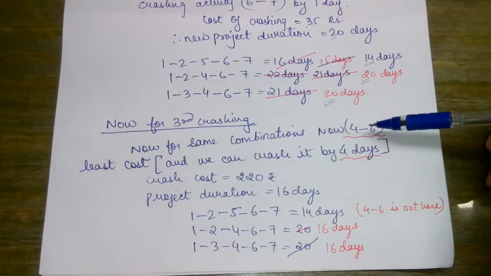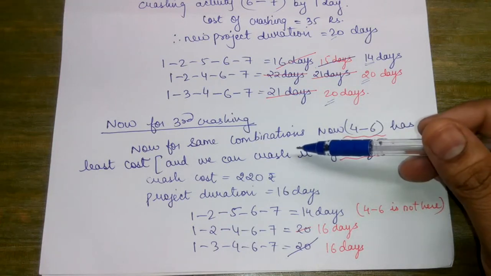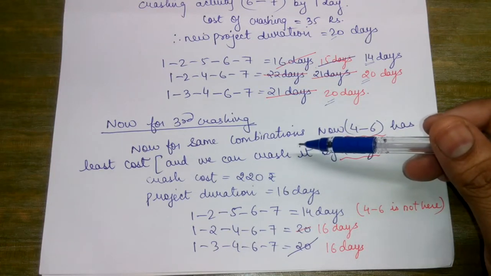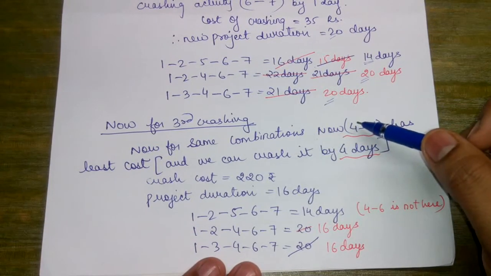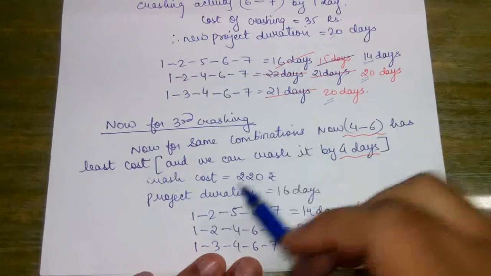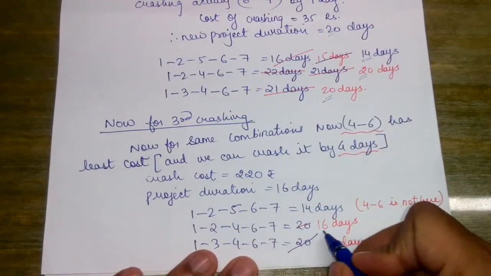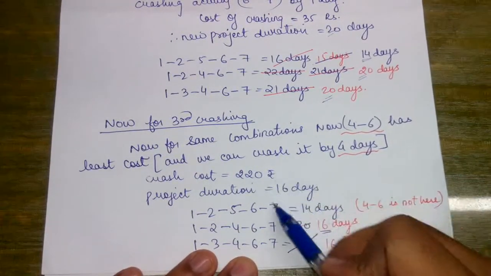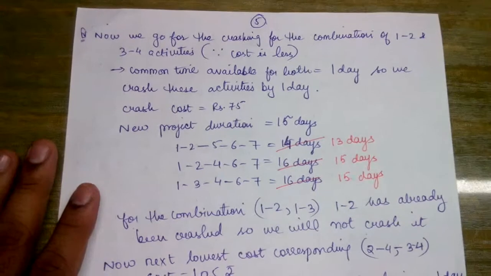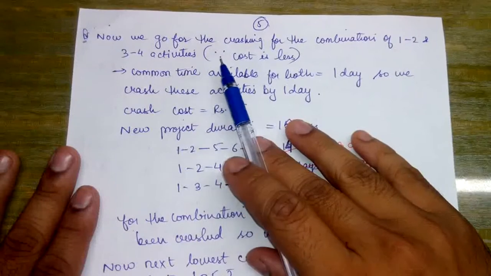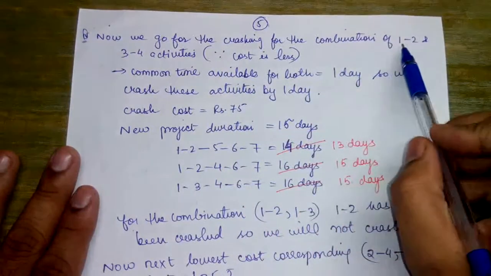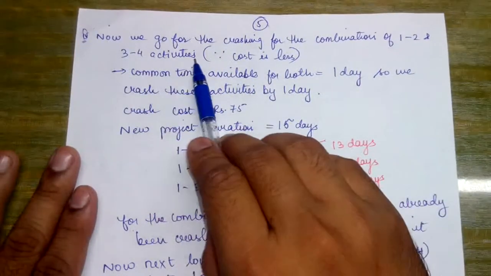Now if we crash it by 4 days, the crash cost involved is 220 rupees, corresponding to 4 to 6. Now the project duration for this is 16 days. After that we go for the fourth crashing, and in the fourth crashing we are going to crash the combination of 1 to 2 and 3 to 4.